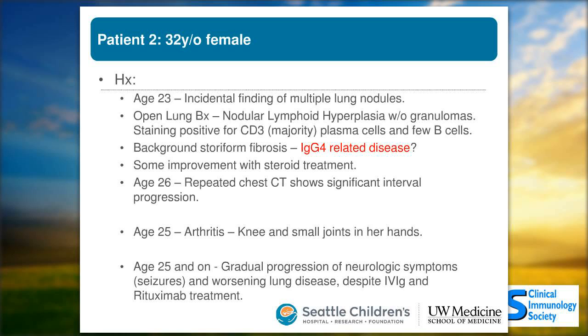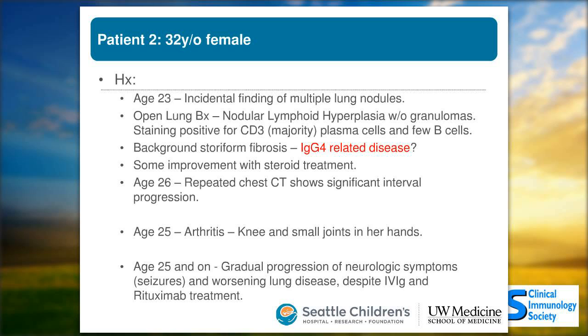At the age of 26, she's being followed. Repeated chest CT shows progression of her lung disease. At one point, she also developed arthritis with some knee and small joint symptoms that wasn't very severe. But over the years, she suffered gradual progression of her neurological symptoms with seizures, and at the same time, her lung disease also got worse.